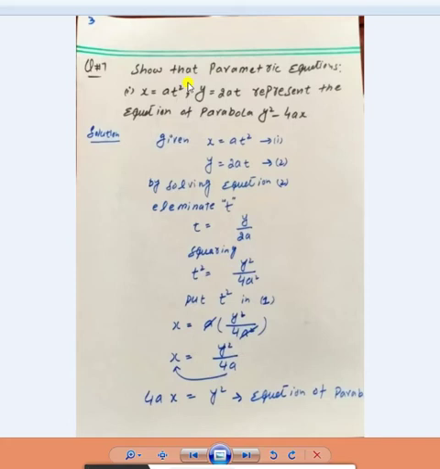Then what are the parametric equations? Here the parametric equations x equals at squared, y equals 2at represent the equation of the parabola y squared equals 4ax. Students, here I am telling you a little about parametric equations.